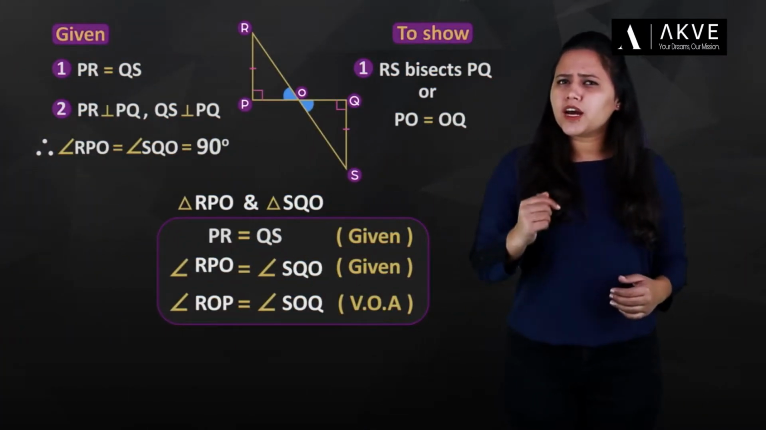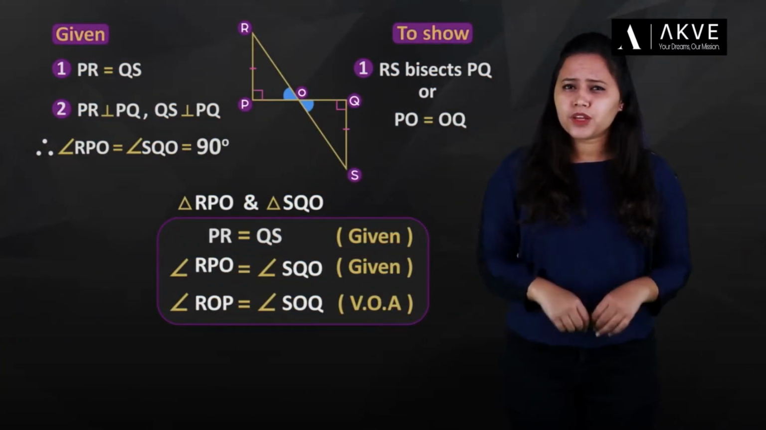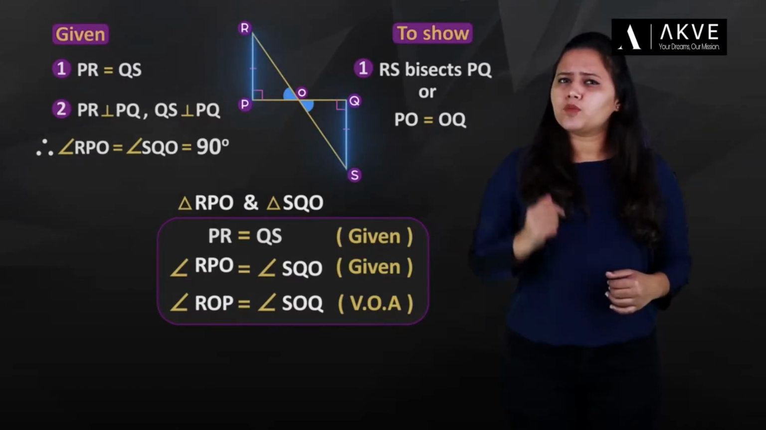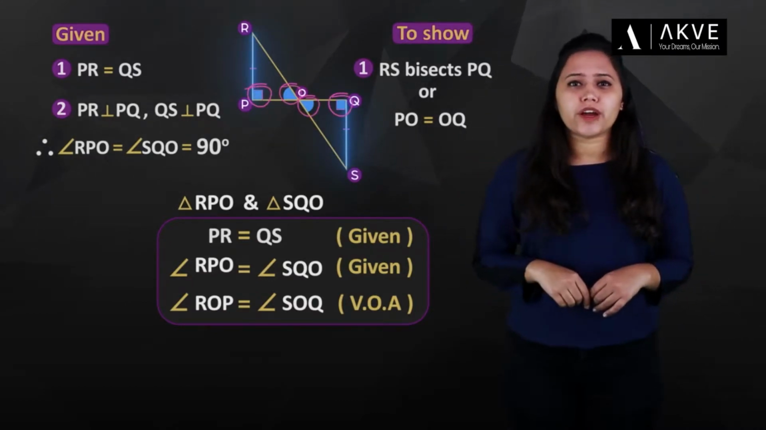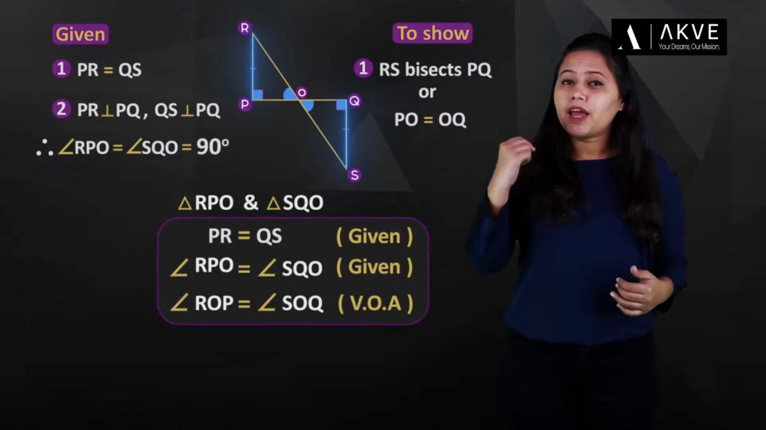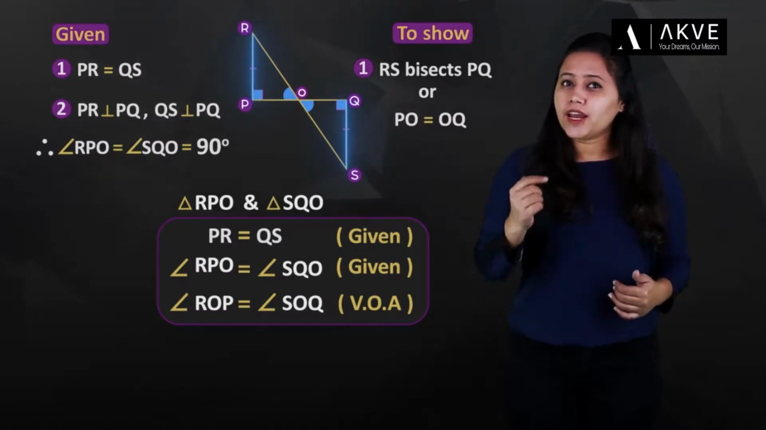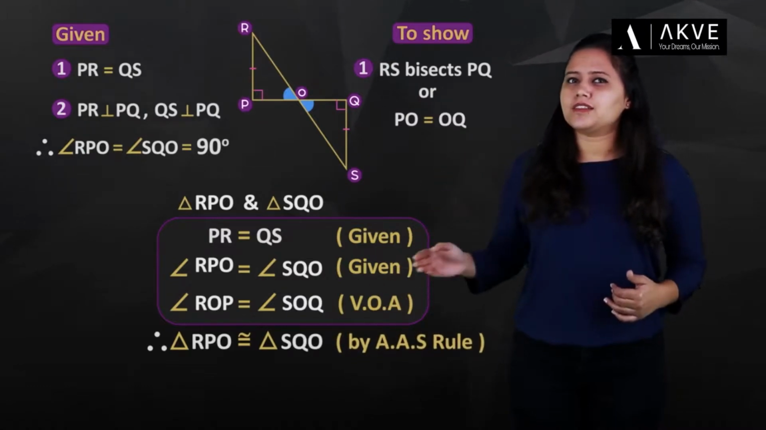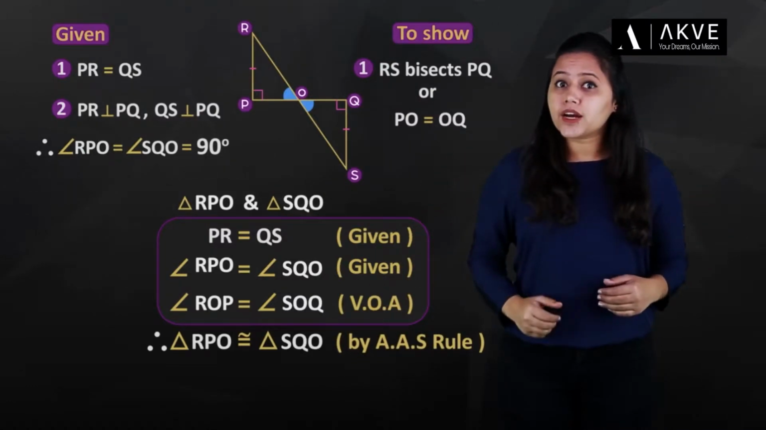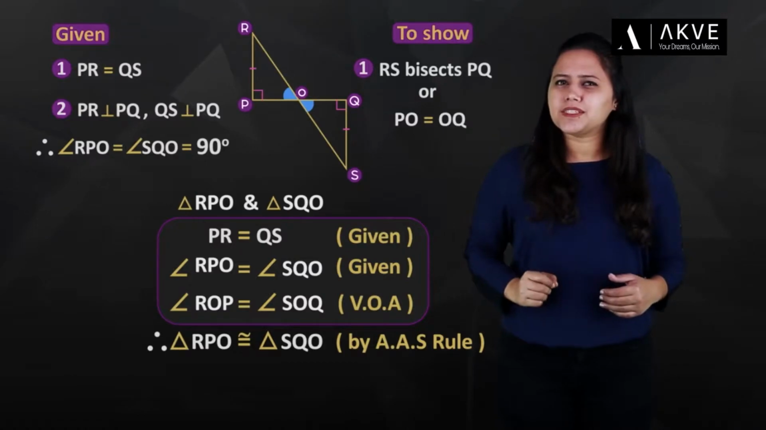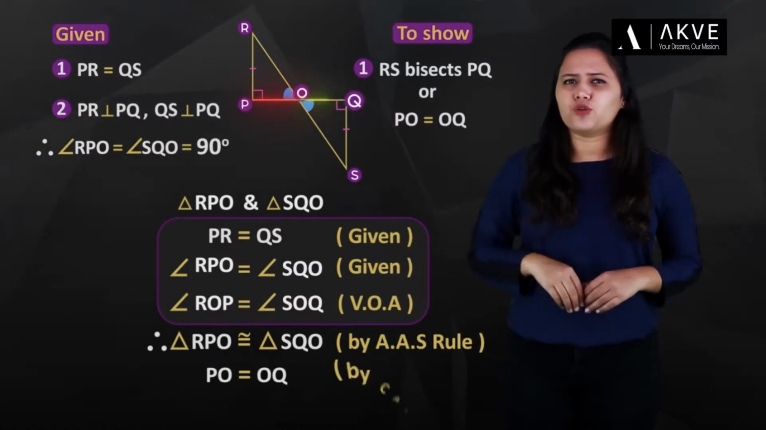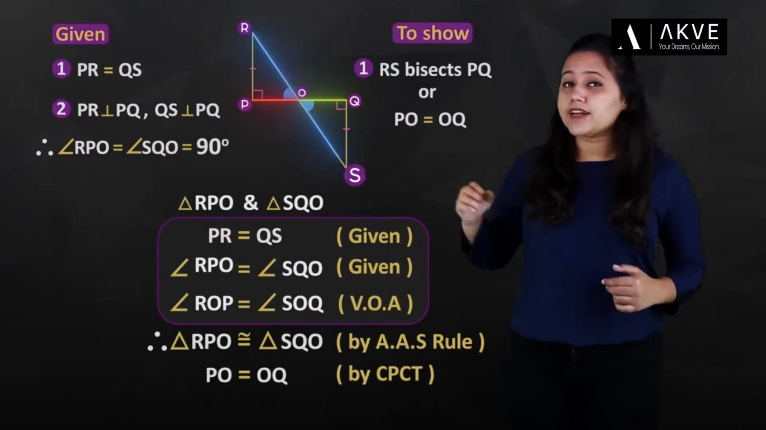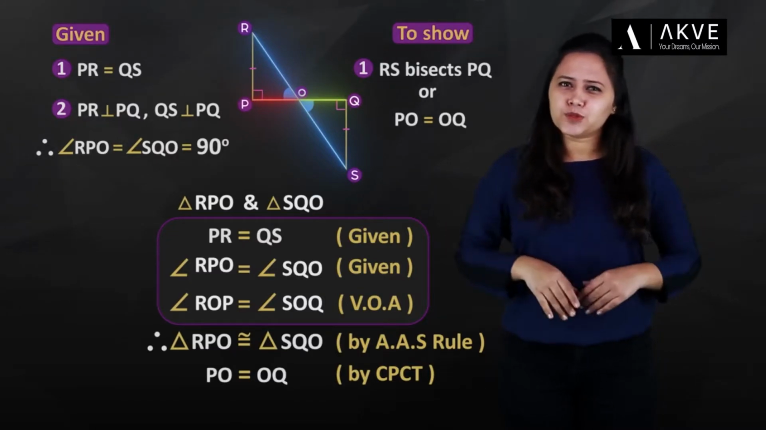Now what can we say about these triangles? Here there is one side which is not included between two angles. So by angle angle side or AAS rule, triangle RPO is congruent to triangle SQO. Since the two triangles are congruent, by CPCT, PO is equal to OQ, or simply RS bisects PQ. Hence proved. Great. Now let us look at another problem.